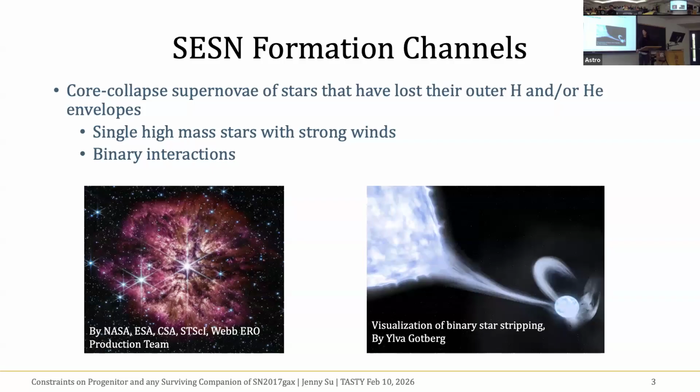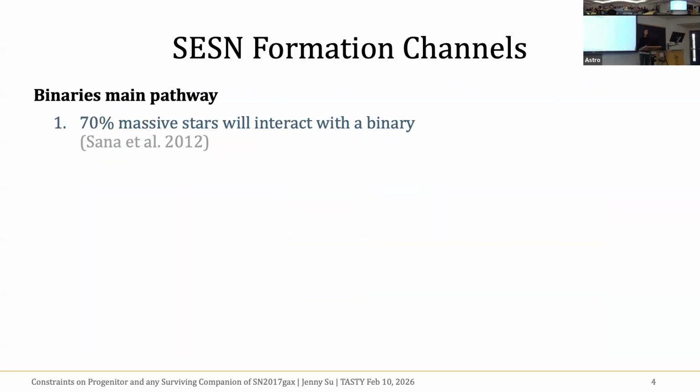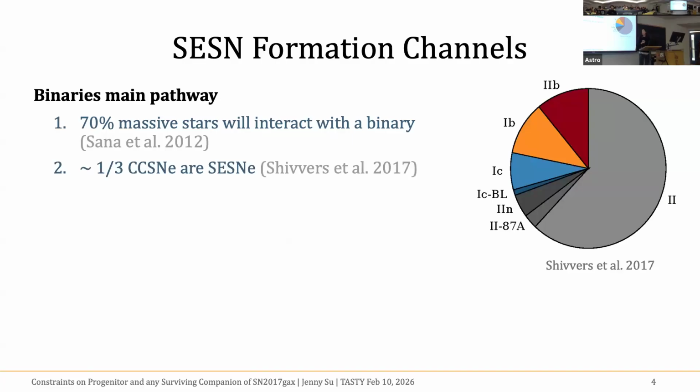And of course, binary interactions are also really important. Binary interactions can lower the mass needed to strip away the envelope, by a companion star. Several studies have shown that binaries are the main pathway in which this kind of supernova is formed, and there are a few pieces of evidence. One of those studies showed that around 70% of massive stars will interact with a binary at some point in their lives. And around a third of core collapse supernovae are stripped.